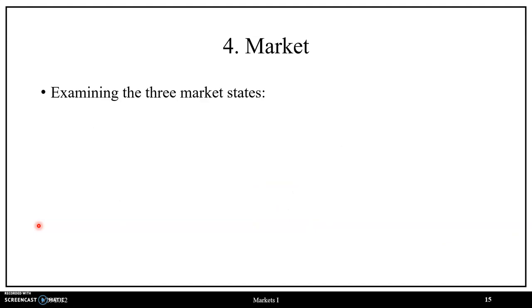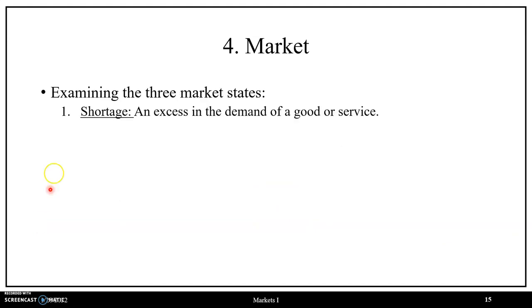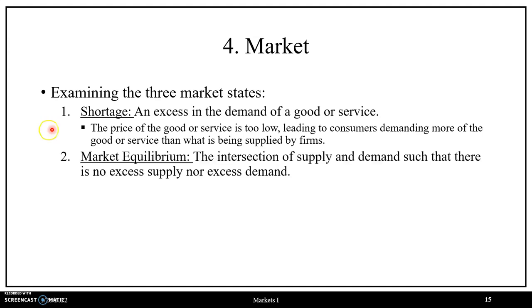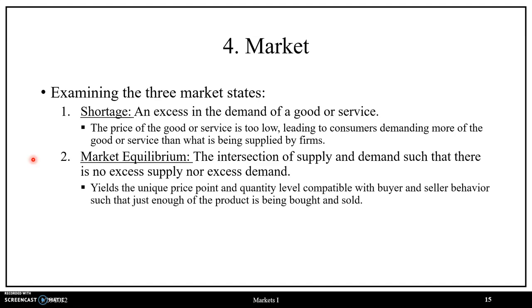So to recap these 3 states of our product market, the first possible state is that a market can be in a shortage, in that there's an excess in the demand of a good or service, such that the price is too low, which leads to consumers demanding more of the good or service than what is being supplied by firms. To correct for this, our firms need to increase the price up until the point of market equilibrium, that is the intersection of supply and demand, such that there is no excess supply nor excess demand, and this yields the unique price point and quantity level that's compatible with buyer and seller behavior, in that there's just enough of the product being bought and sold.